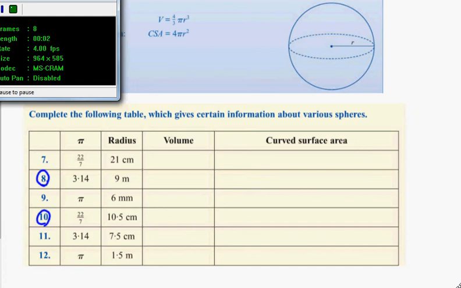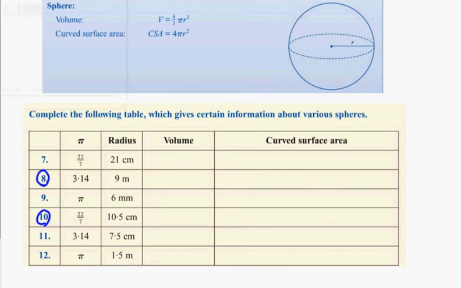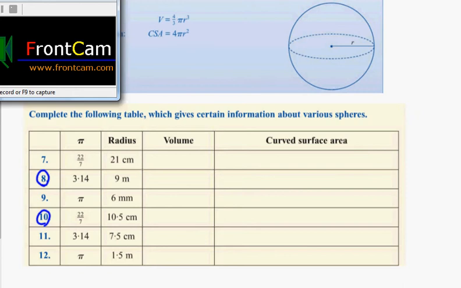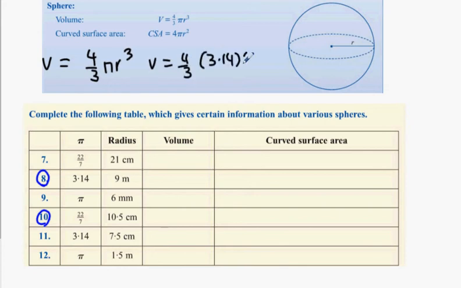Okay guys, so we're doing question 8 starting off, okay? So with question 8, we're asked for the volume of a sphere, and we're asked for the curved surface area of a sphere. Volume of a sphere is 4 over 3 pi r cubed. That's the volume. We then say volume equals 4 over 3 times 3.14 times 9 cubed.